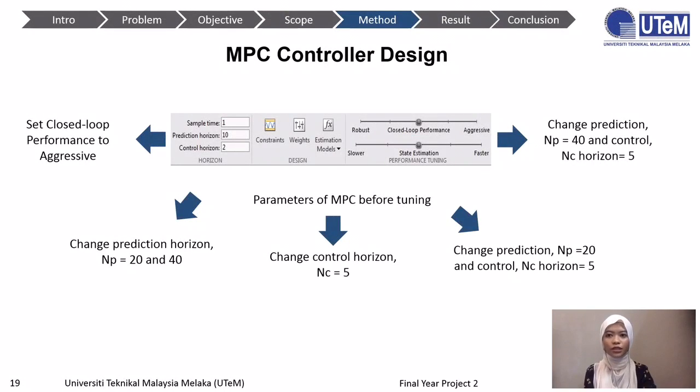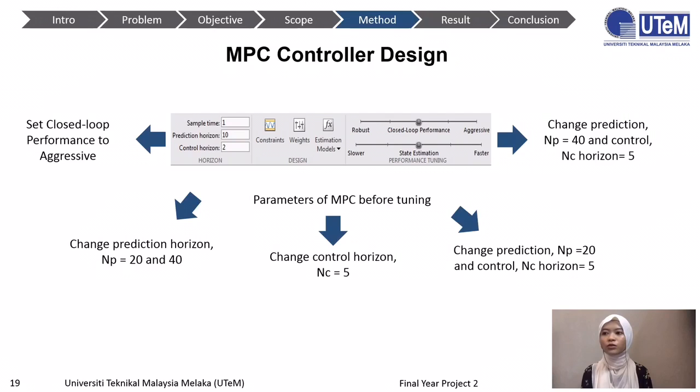Before tuning the MPC controller, it is given a sample time of 1, prediction horizon of 10, and control horizon of 2. For performance tuning, the closed loop performance is average, neither robust nor aggressive, and the state estimation is average too, which is neither slower nor faster.